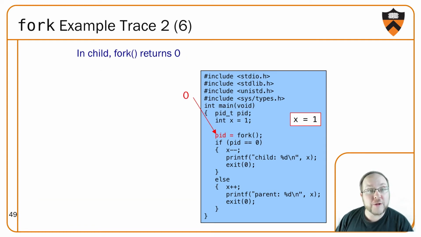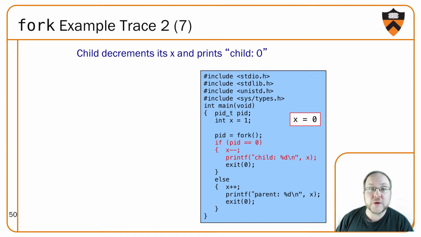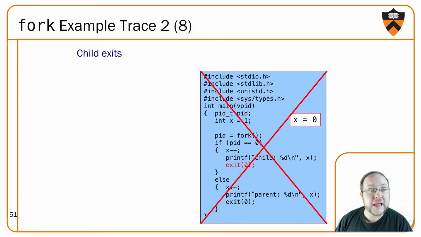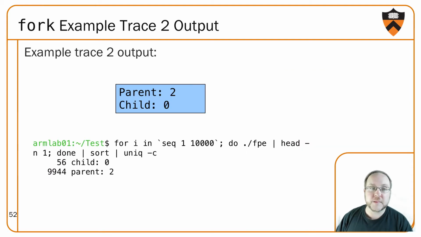The parent exits, freeing up the CPU to let the child run. And then in the child, the fork returns 0. This triggers the consequent where the child will decrement x to 0 and print it, and then the child will exit. So in this case, the output was parent 2, child 0. So back to this iClicker idea, the answer was E, that it could be either child 0, parent 2, or parent 2, child 0. We can't know which the CPU will choose.